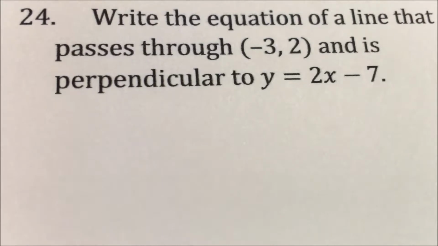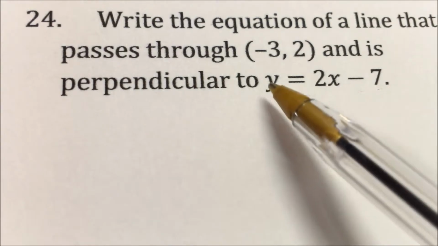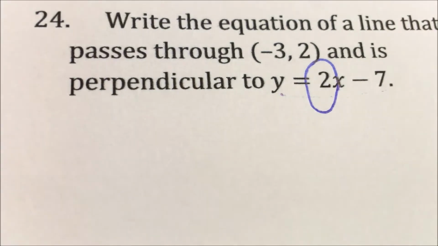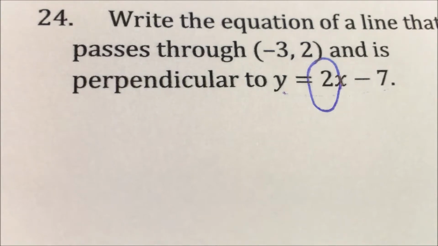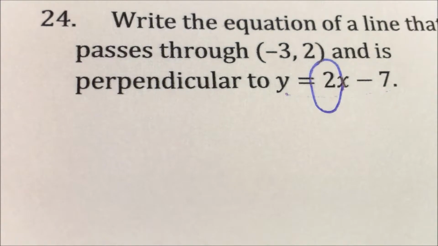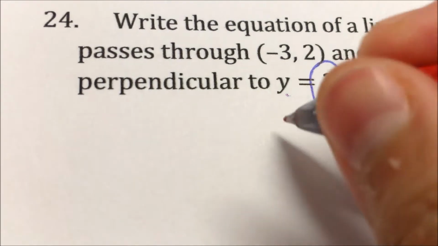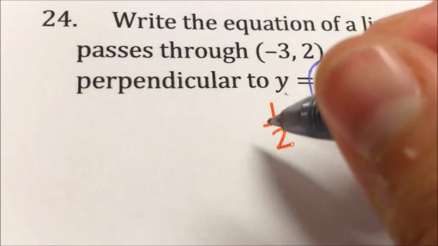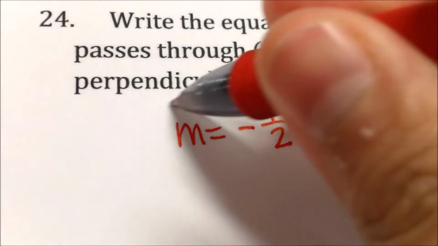Write the equation of a line that passes through that point and is perpendicular to that. Well, it's already in y equals mx plus b, so my slope is 2. I'm not going to use 2 as my slope, because if I use 2 as my slope, that would be parallel, because parallel lines have the same slope. Perpendicular means you get the reciprocal and you change the sign. So here it's 2 over 1. The reciprocal would be 1 over 2, and you change the sign. This is a positive, so it's going to end up being a negative. That would be my slope that I'm going to use for perpendicular.